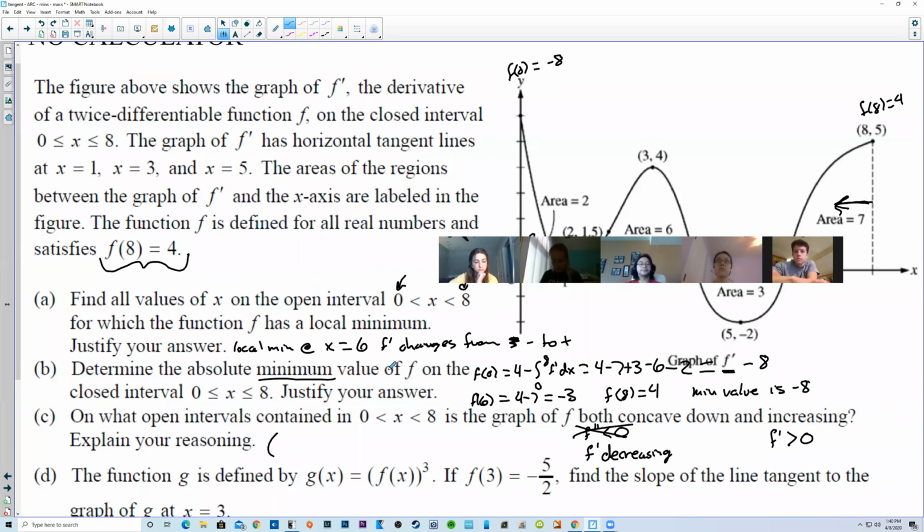So let's see. I need to know where f prime is positive. That's 0 to 1, and decreasing. From 0 to 1, f prime is positive and decreasing. Then it goes to increasing and decreasing again, but I can only count it from 3 to 4. From 4 to 5, it's still decreasing, but it's not positive anymore. So union with 3 to 4. How do I know that? f prime is greater than 0 and f prime is decreasing.